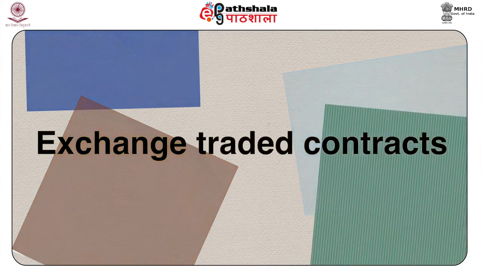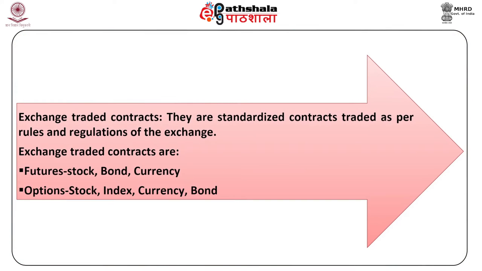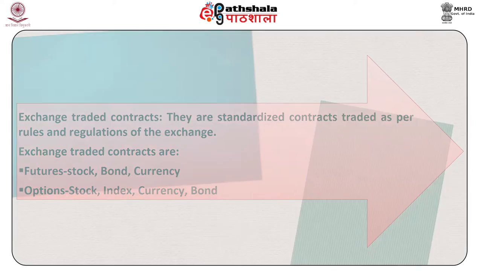Exchange traded contracts. They are standardized contracts traded as per rules and regulations of the exchange. Exchange traded contracts are futures on stock, bond, currency, and options on stock, index, currency or bond. The features: all ETCs are standardized with respect to quantity, price and time.